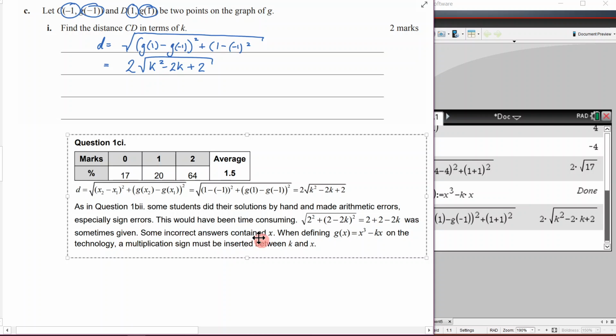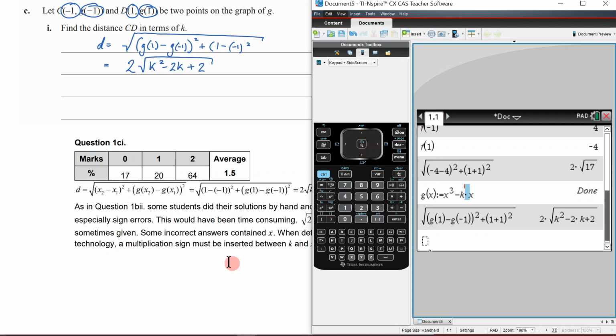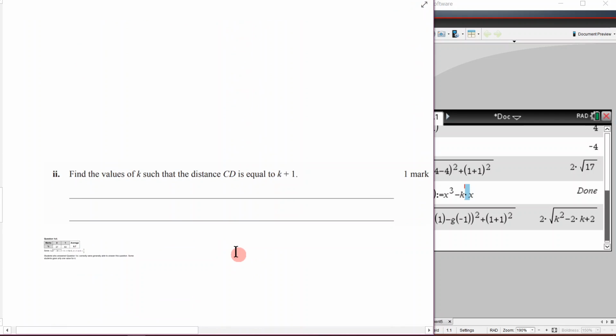Some incorrect answers contained x. When defining g of x is equal to this on technology, a multiplication sign must be inserted between k and x. So this is really important. When defining g of x on the technology, a multiplication sign has to be put between the k and the x. Okay, let's keep on going.